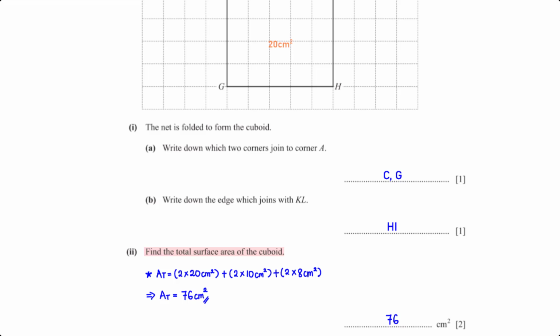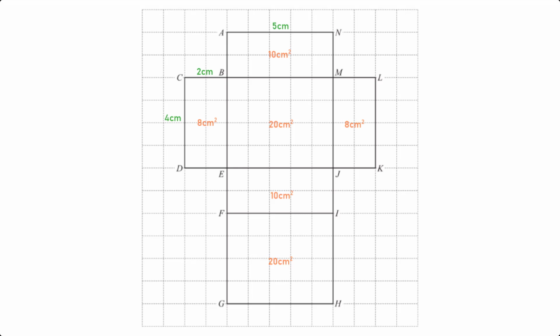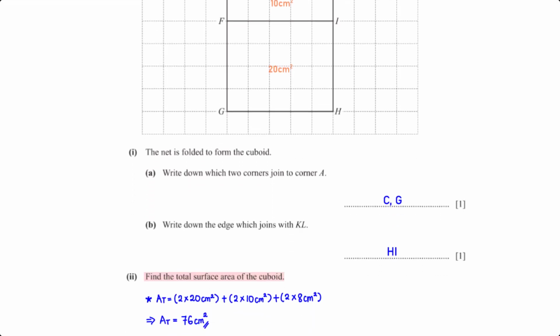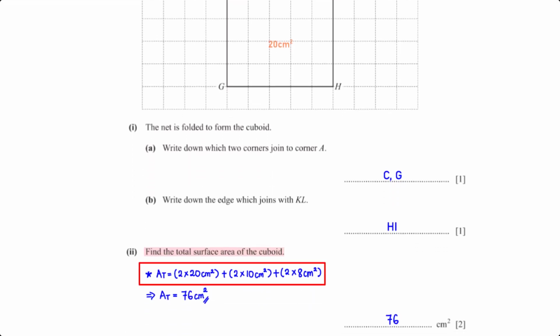Find the total surface area of the cuboid. On the diagram, we found the surface area of each of the faces of the cuboid. So for the total surface area, we have 2 times 20 centimeters squared plus 2 times 10 centimeters squared plus 2 times 8 centimeters squared. When we type this into the calculator, we get 76 centimeters squared.